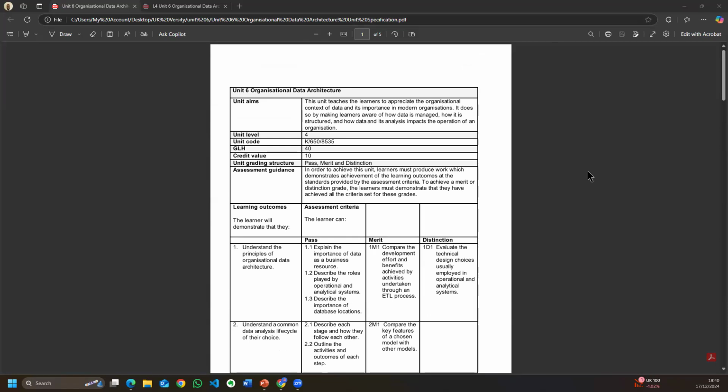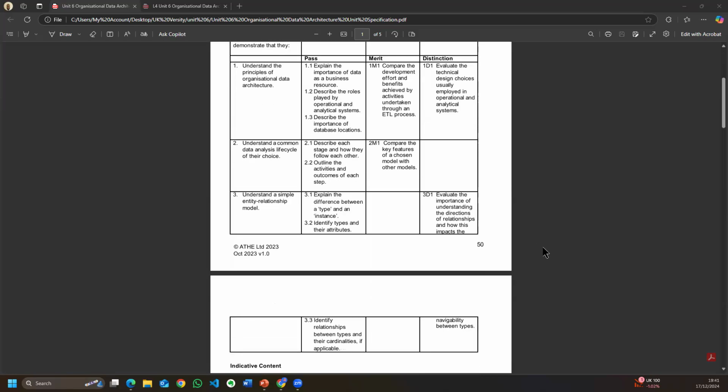So again, this is a level 4 qualification, and in this unit, we have learned how to approach the organizational context of data and its importance in the modern organization. So we've had our tutorials where we've looked into learning the awareness of how data is managed, how it's structured, and how data analysis impacts the operation of an organization.